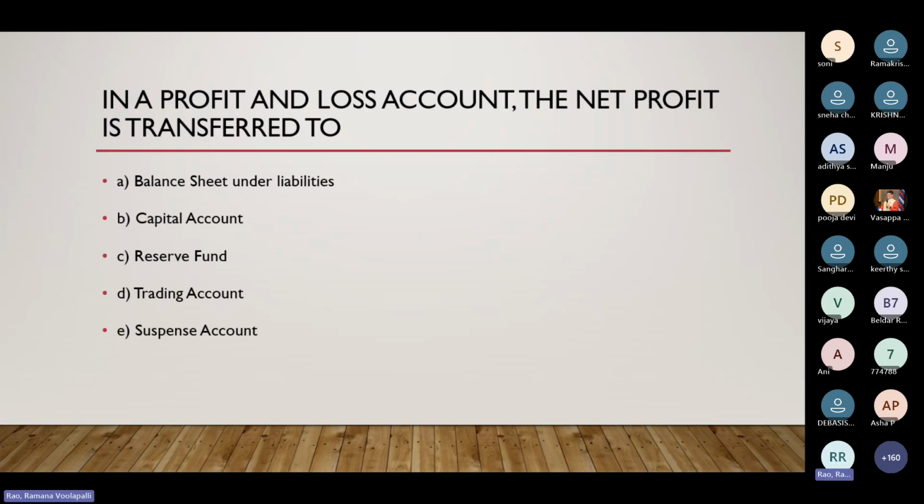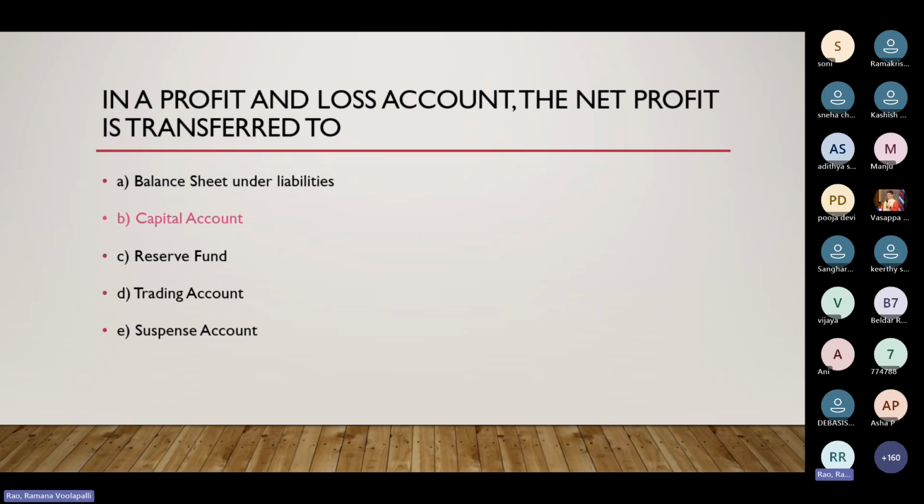In a profit and loss account, the net profit is transferred to where? Net profit. In a profit and loss account, net profit is transferred to, okay. Some people are A, some people are B, A, B, C answers also came. Here people will be confused.